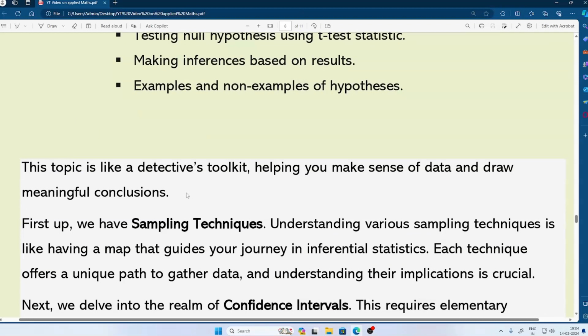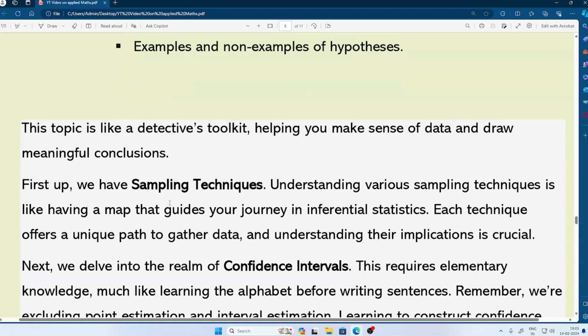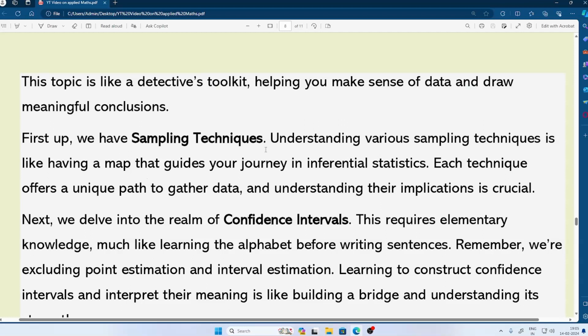I have just explained in a funny manner. You will go through it when you download the paper, that the topic is like a detective's toolkit, helping you make sense of data and draw meaningful conclusions. First up, we have sampling technique. Understanding various sampling techniques is like having a map that guides your journey in inferential statistics. Each technique offers a unique path to gather data, and understanding their implications is crucial. So it is a detective's toolkit.